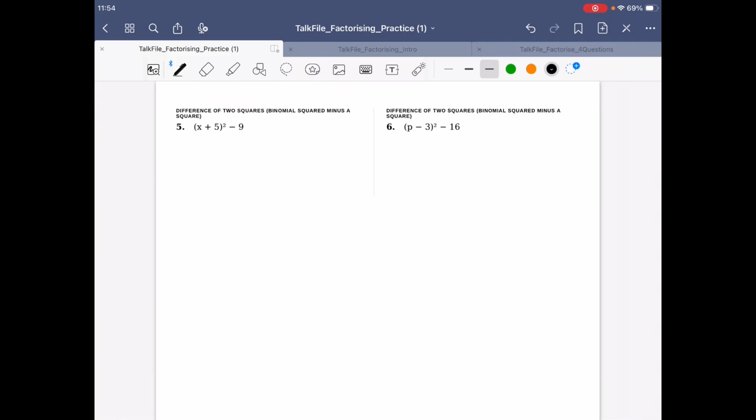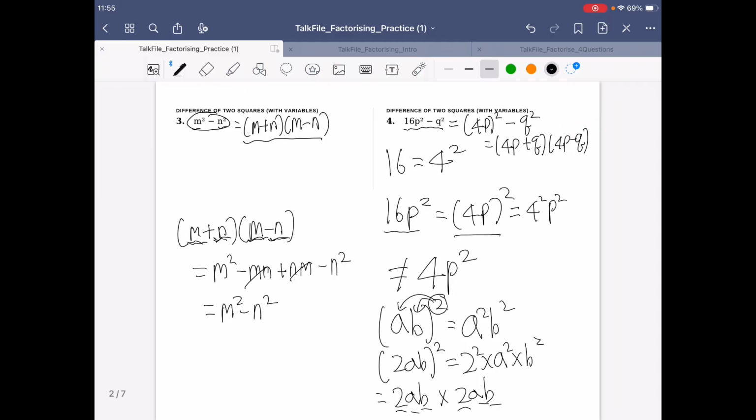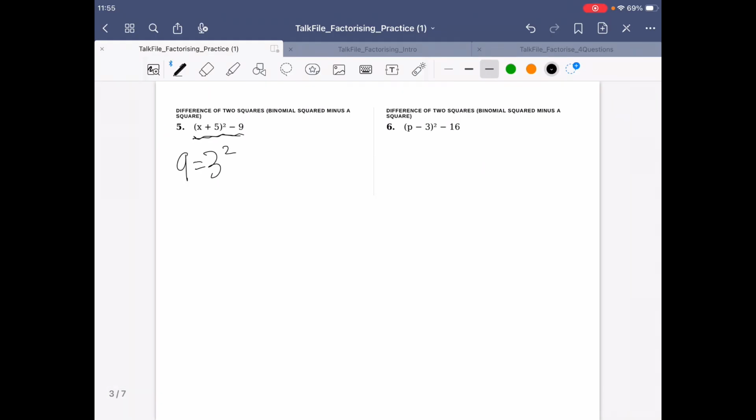The next one is also a difference of two squares, but in this case binomial squared minus a square. So let's see. x plus 5 squared minus 9, so pretty much the same. 9 equals 3 squared. So don't panic when you come across this kind of question, because it's just a little bit different from what we have done so far. It's pretty much the same.